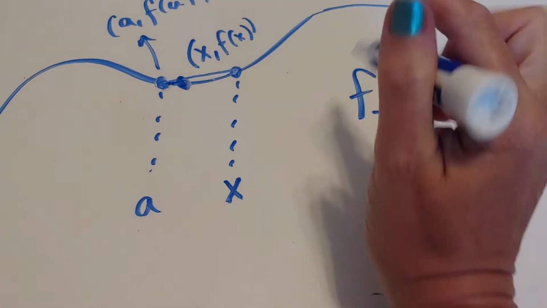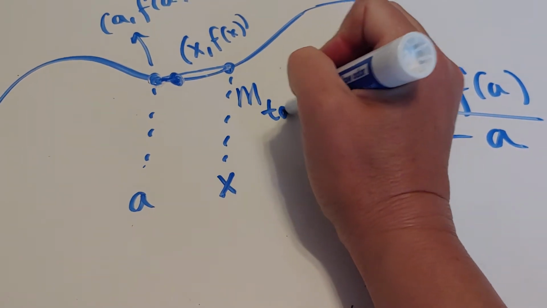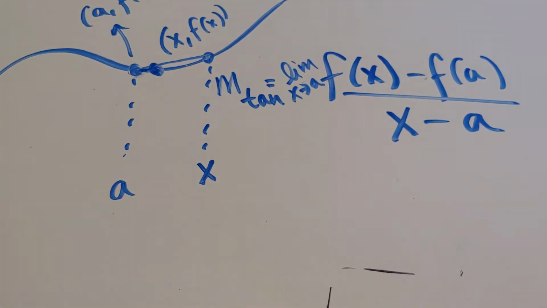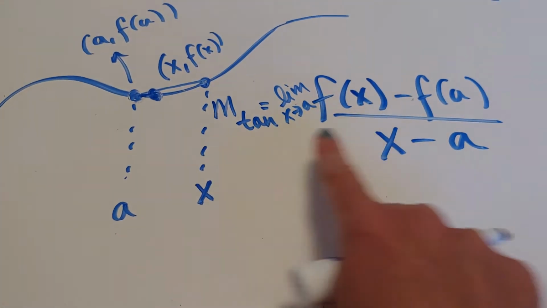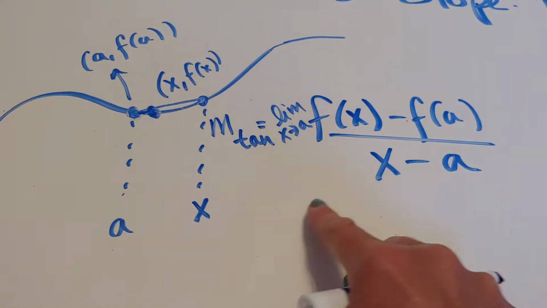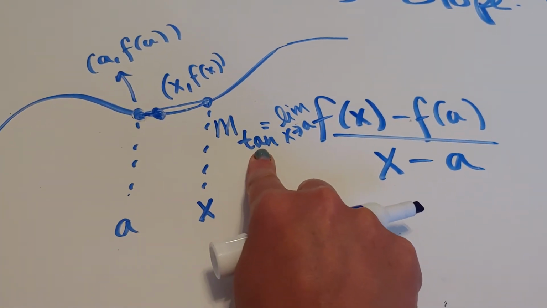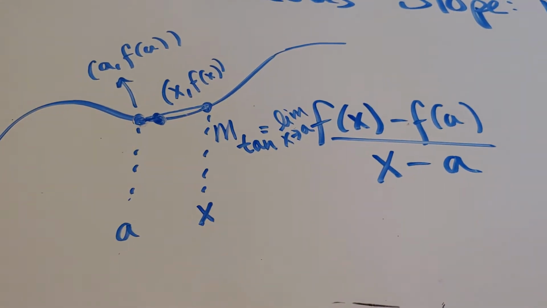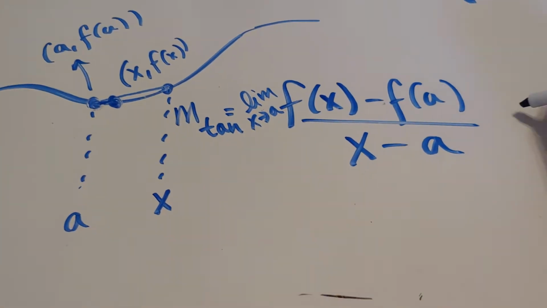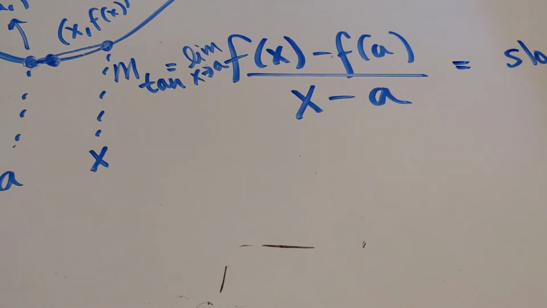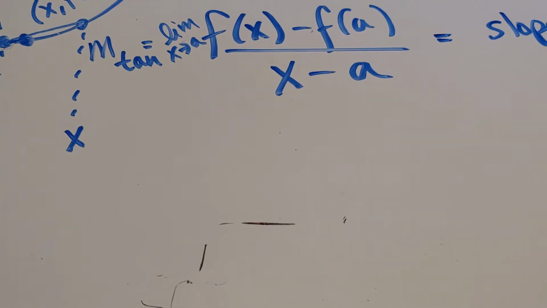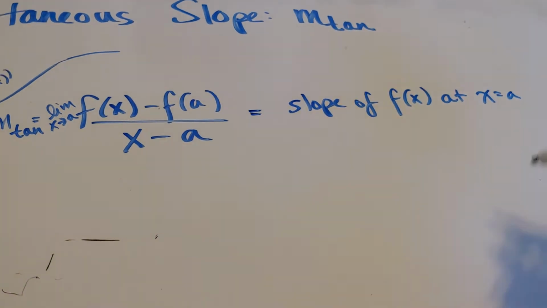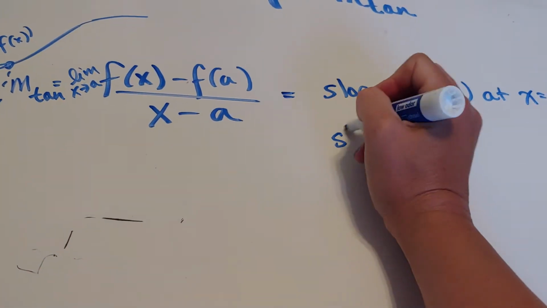So what they do is the m-tan formula becomes upgraded when I throw a limit in front. The limit as x approaches A means that I'm going to get the instantaneous slope right there. The reason why they call it m-tan is the instantaneous slope is the same thing as the slope of the tangent line to the curve at that spot. So what I would get here is the slope of f of x at x is A, which is also the slope of the tangent line.